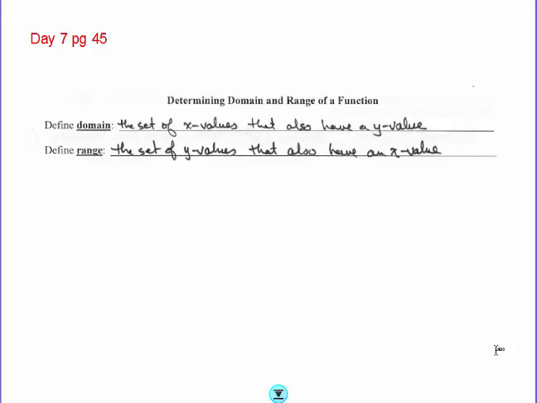Hi Pre-Calc, we're going to work through page 45 and 46 of notes for day 7 with you guys, and then you guys can work on homework on page 49/50 of numbers 1 through 10.